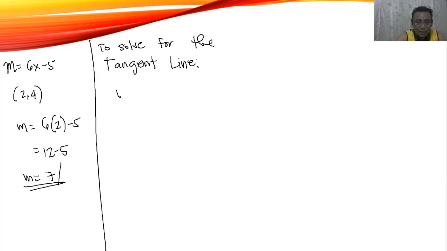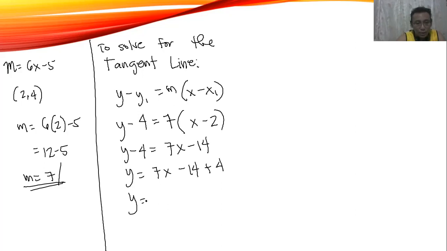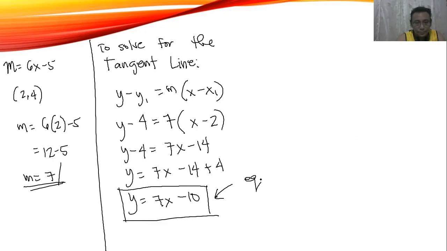So we have y minus y sub 1 is equal to m times the quantity x minus x sub 1. Our y sub 1 is 4, so y minus 4 is equal to, our slope is 7, multiplied by x minus 2. So we have y minus 4 is equal to 7x minus 14. And then y is equal to 7x minus 14 plus 4. Therefore, y is equal to 7x minus 10. This is now the equation of the tangent line.